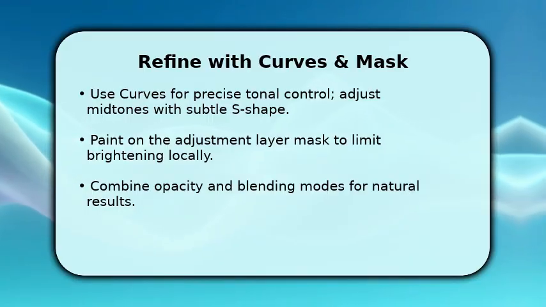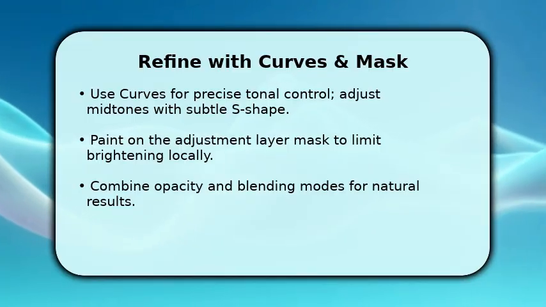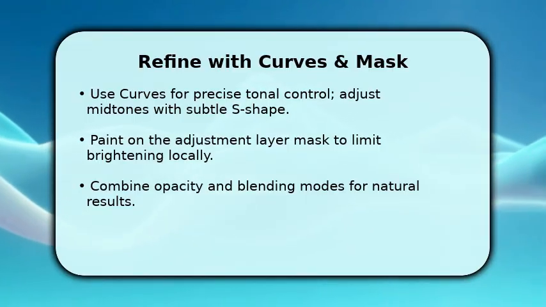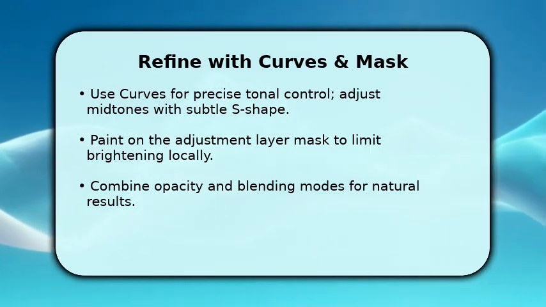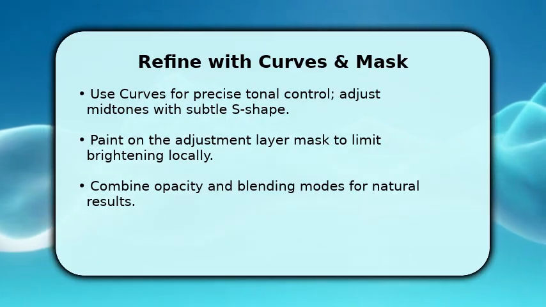Make sure to use the adjustment layer's mask. Paint with a soft black brush to protect areas you don't want brightened, or white to reveal adjustments. Once done, reduce the adjustment layer's opacity for subtlety and try blending modes like luminosity to avoid color shifts.